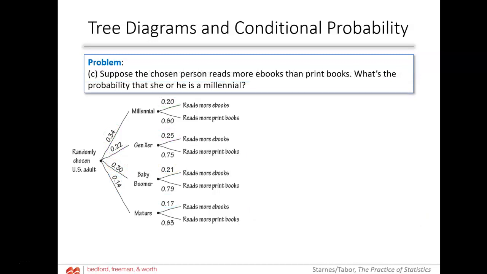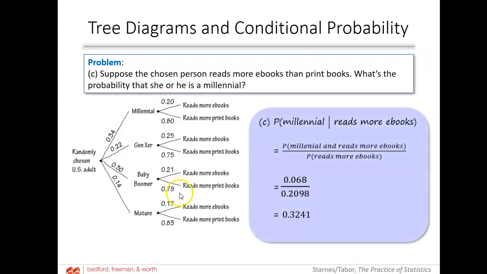So the probability that he or she is a millennial, remember, we can find this by saying the probability of millennial and reads ebooks. Millennial and ebooks would be the 0.34 times the 0.2. Then divide that by the probability that they read more ebooks. Well, we already found that, the 0.2098. So that came out to 0.3241. Again, the calculator button pushing is not really what they're interested in here. It's, can you interpret? Can you figure it out?